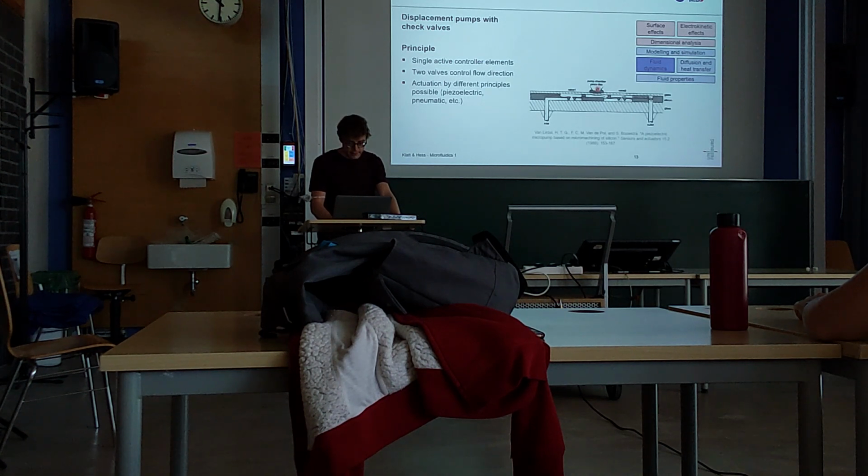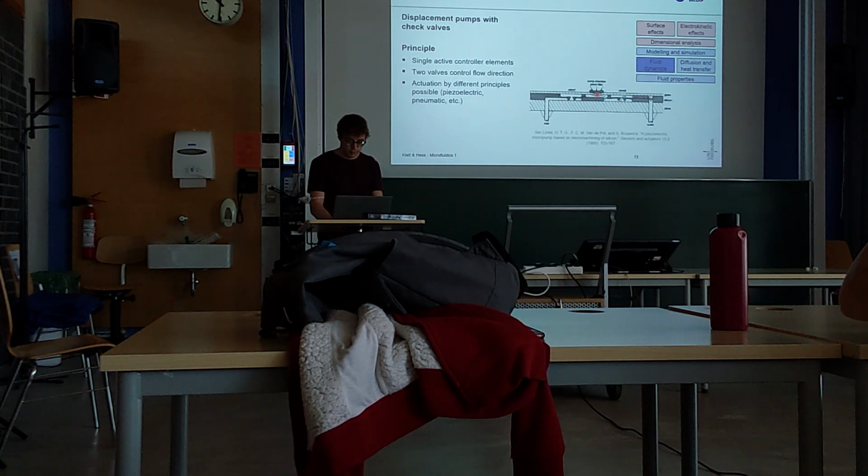So here you can see in this sketch that you only have one controlling element and two valves to the left and to the right of it. And that's what's typically called a displacement pump with check valves. The idea here is that you deflect your membrane up and down, and the valves only allow liquid to be pushed in one direction.